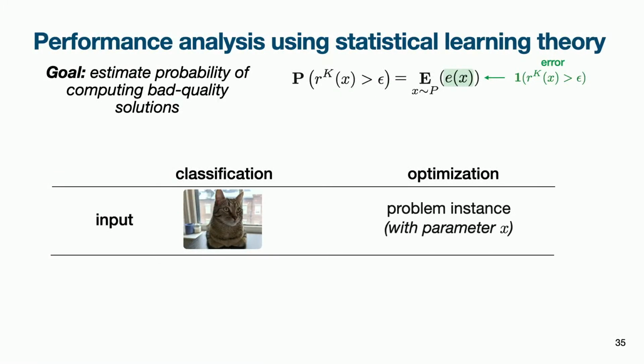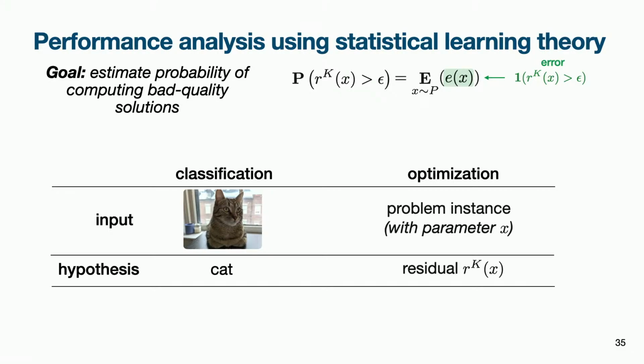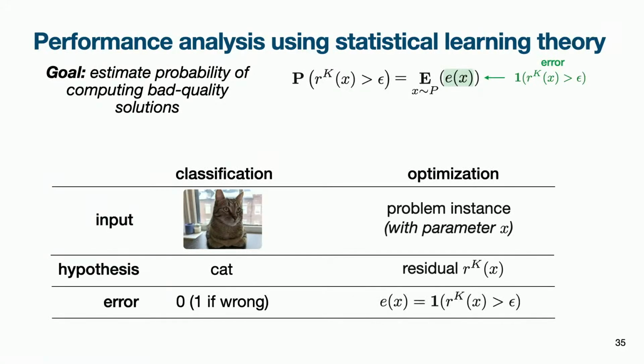And then in optimization, you take a problem instance that has a parameter x. And then the question you could ask is to make a hypothesis. So you hypothesize that it's a cat, or you hypothesize a value of the residual after k iterations. And then the question is to understand the error, 0 if it's a cat or 1 if it's wrong. And then the error is literally, have I solved that instance up to that tolerance or not?